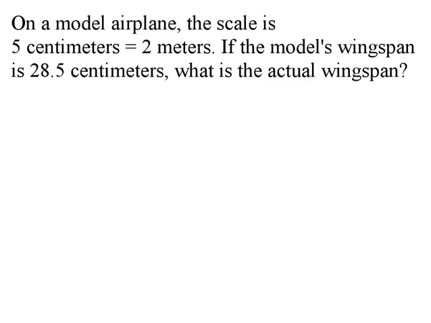So let's see what we have. On a model airplane, and this is where proportions are used a lot, the scale is 5 centimeters to 2 meters. So this is what we're going to use. Centimeters over meters. So you know that you have 5 over 2. That's your very first statement. If the model's wingspan is 28.5 centimeters, what is the actual wingspan? So I'm going to go ahead and write my proportion. Where does the 28.5 go? Top or bottom? Top.